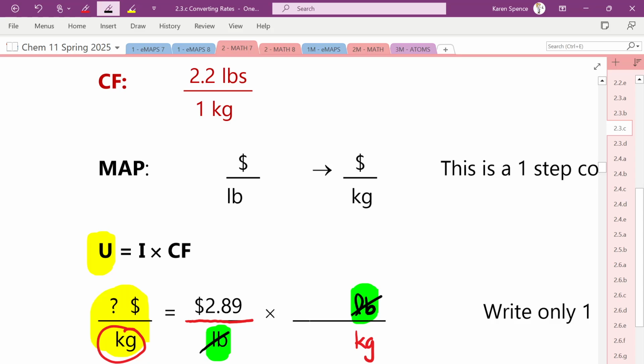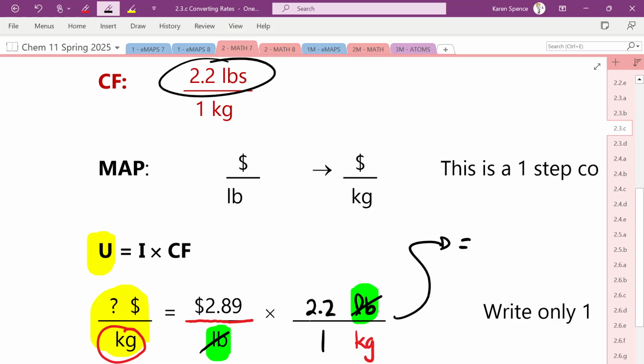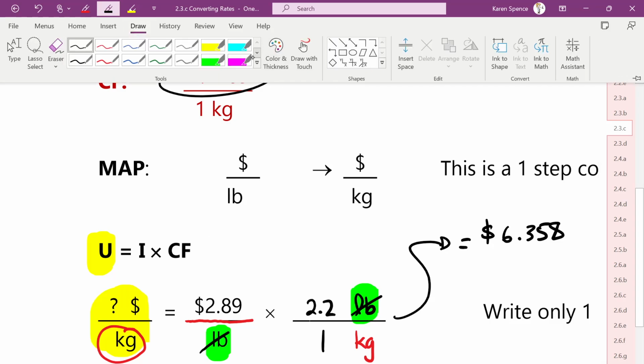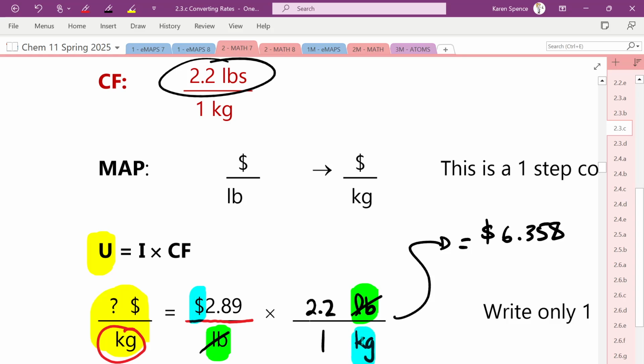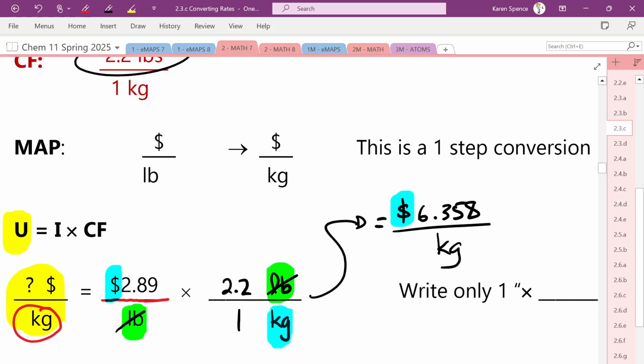And we are told that there are 2.2 pounds per 1 kilogram, and we would calculate that out, and we would get $2.89 times 2.2 equals, and I get 635.8. And my unit, I still have dollars on the top, and now I have kilograms on the bottom. So I have dollars per kilogram. I would need to round that to sig figs.